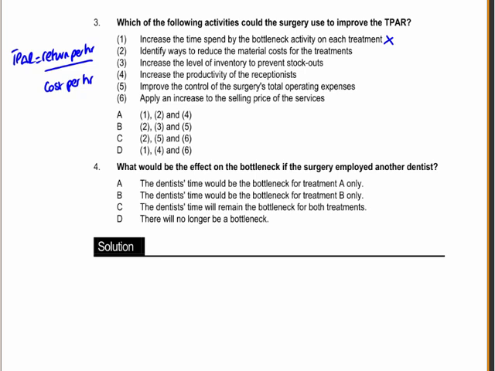Identify ways to reduce the material costs. Well, if we can reduce the material costs, then we'll be able to increase the throughput contribution, which in turn will increase the return per hour. So that's going to be a good option.